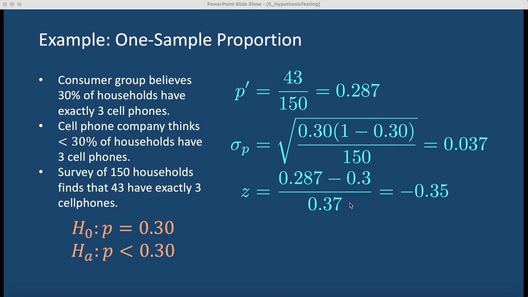That goes in the denominator to calculate the z-score. We take the sample proportion, subtract the population value, divide by the standard error, and we get a z-score of minus 0.35, which already at this stage, you probably kind of know where this answer is going by what the z-score is. Okay, so a z-score of minus 0.35.